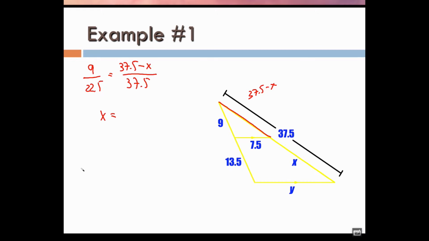Where'd you get 22.5? Added 9 plus 13.5. This is not side splitter, this is just similar triangles. So I did triangle over triangle. Okay, so I'm not applying the side splitter theorem the first time. Here I'm just using proportional triangles, or similar triangles, I should say.